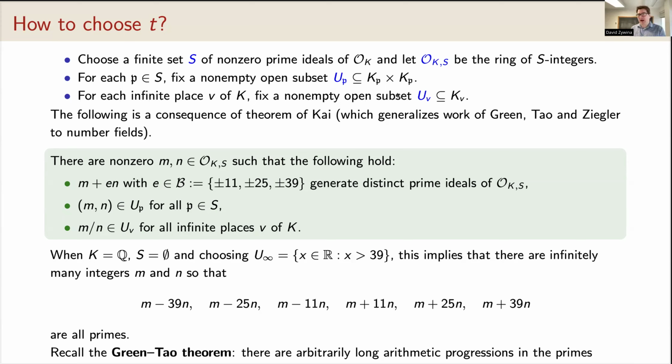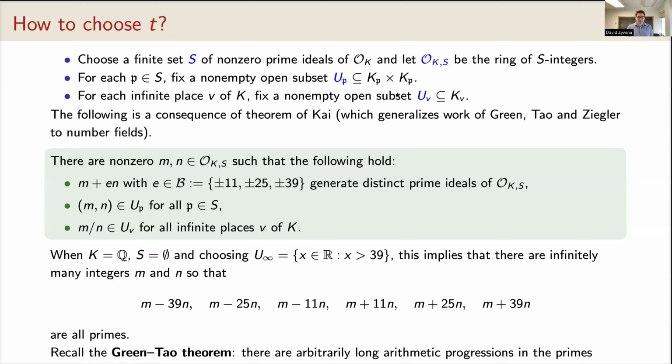It's a consequence of a theorem of Chi, which generalizes work of Green, Tao, and Ziegler to number fields. It says there are non-zero S-integers m and n such that the following hold. The elements m plus e n, for e in this set of bad fibers, are elements of O_{K,S} and they're all prime and distinct. They generate distinct prime ideals. And these sets U_p and U_v are just constraints imposed on m and n: m and n lie in this open set, and m divided by n lies in the set U_v for infinite places.